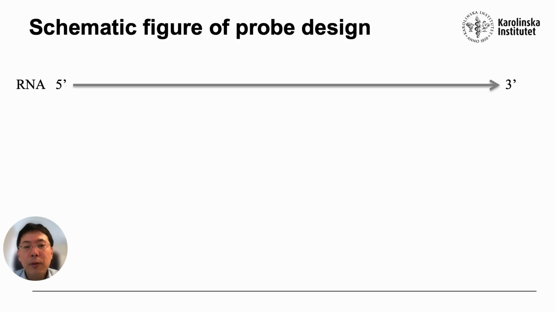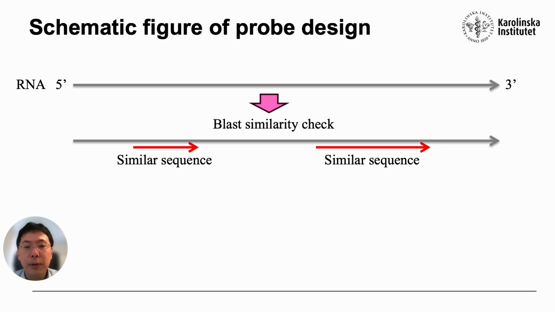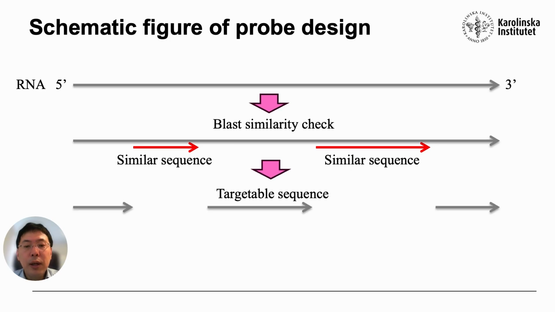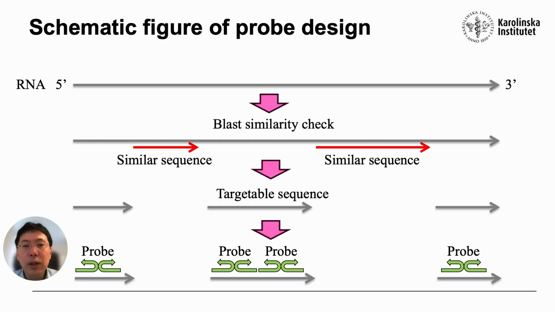Here is a schematic overview of how we design probes. This is your target RNA sequence. The first step is to perform a BLAST search to find and eliminate any region with high similarity to other RNA transcripts. This step is important to ensure specificity. After removing these similar regions, we obtain targetable sequences as shown here. DNA probes are then designed to hybridize specifically to these unique sequences. This general strategy helps to maximize signal specificity and minimize background in situ HCR.